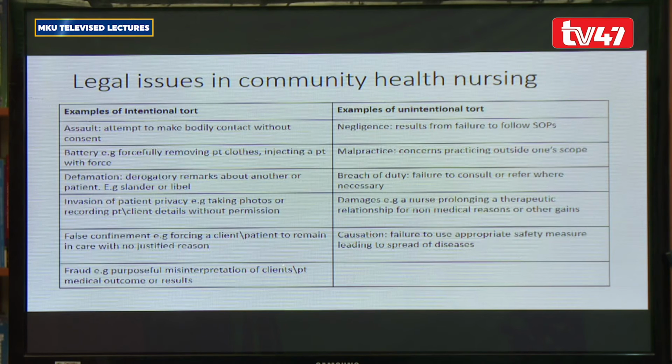Like, for example, you tell them what you feel you should tell them because you want to get more money from them. That will be so wrong. We are supposed to be always truthful to our patient. And then on the other hand, let's look at examples of intentional or unintentional thoughts.